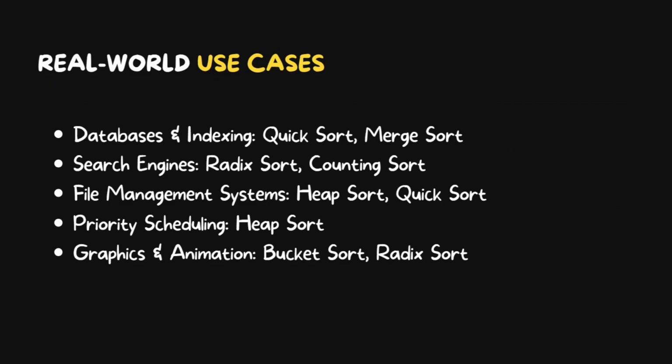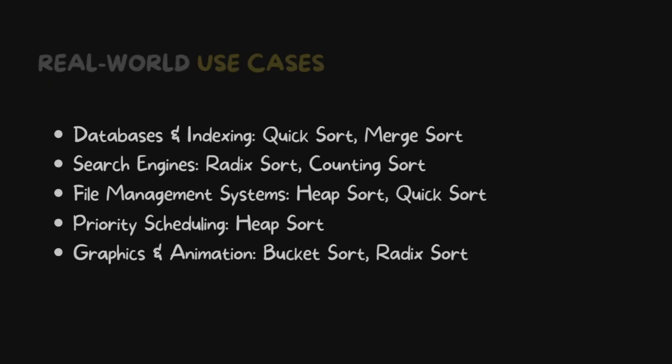Some real-world scenarios or use cases include quicksort and merge sort for databases, indexing, and file systems. And for search engines, radix sort and counting sort are used. The heap sort is used for priority queues and job scheduling. And for graphic applications and animation tools, we use bucket sort or radix sort. Knowing which algorithm to apply in different scenarios is a powerful skill for real-world development.